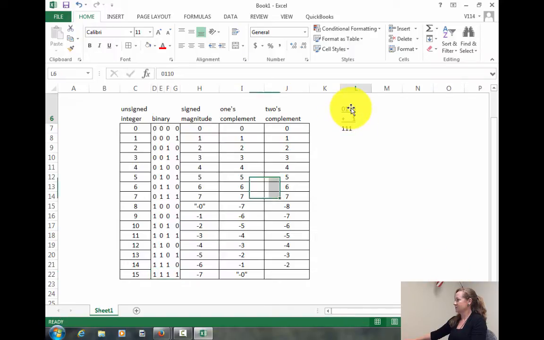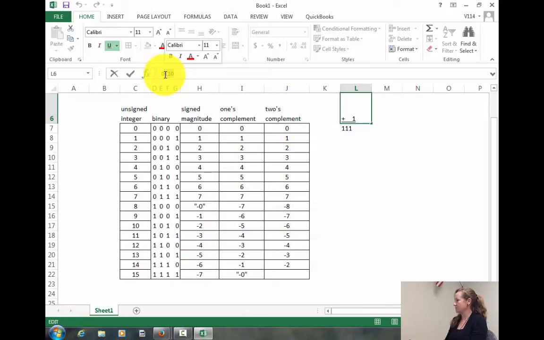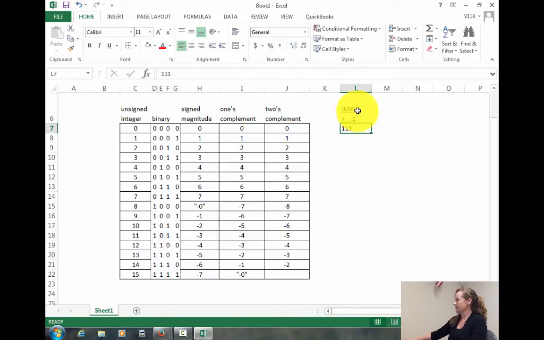Okay, make sure you understand this one. If I had all ones, sorry, 1, 1, 1, 1. What's the ones complement of 1, 1, 1, 1? 0, 0, 0, 0. And if I add 1 to 0, 0, 0, 0, what do I get? 0, 0, 0, 1, which is 1. So now this guy represents negative 1.